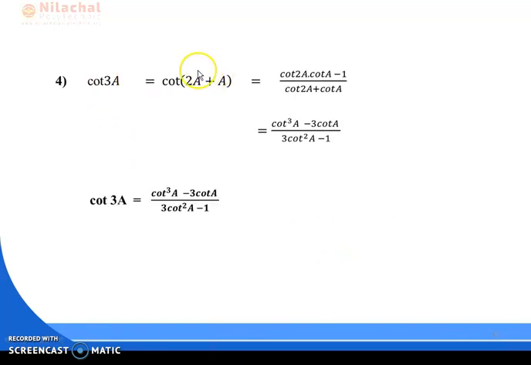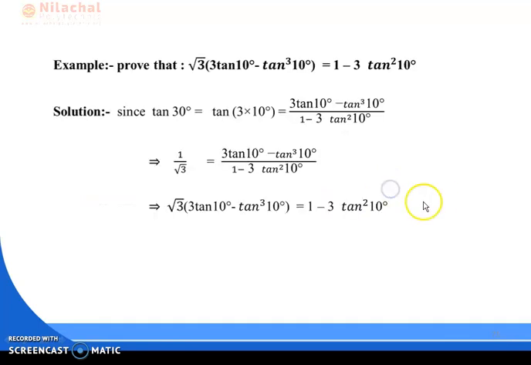Cot 3A, in this way we find out cot of 2A plus A. We just find out the formula. What is the formula? Cot cube A minus 3 cot A whole by 3 cot square A minus 1. So what is the formula? Cot 3A equals cot cube A minus 3 cot A whole by 3 cot square A minus 1.